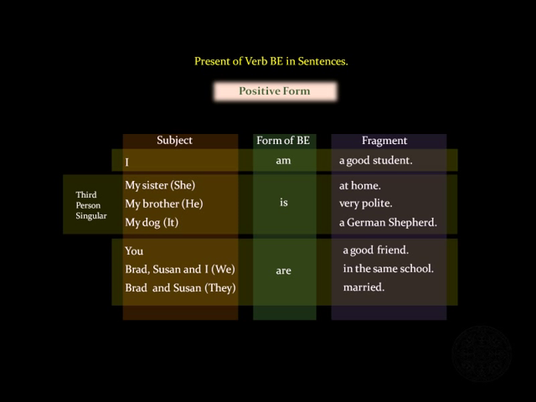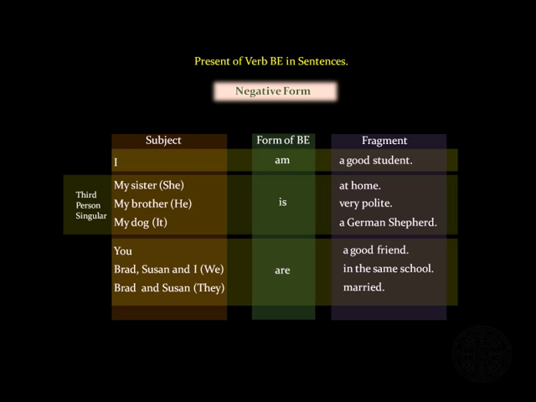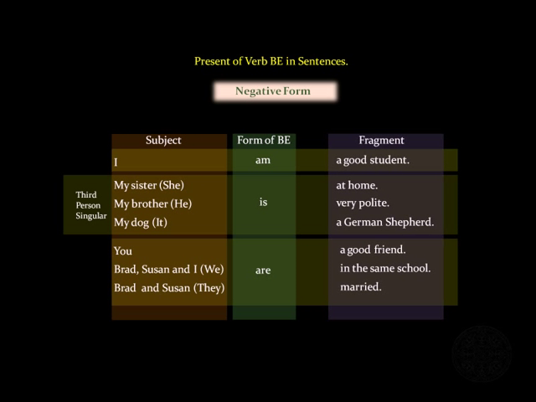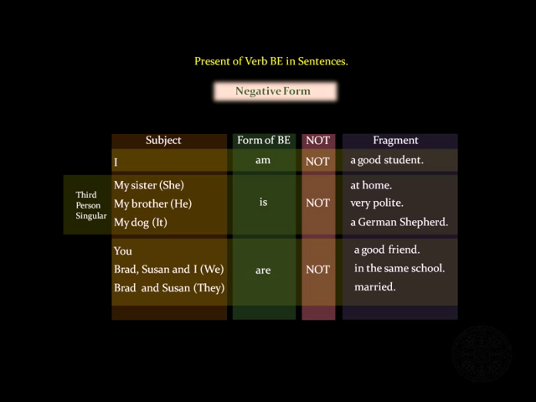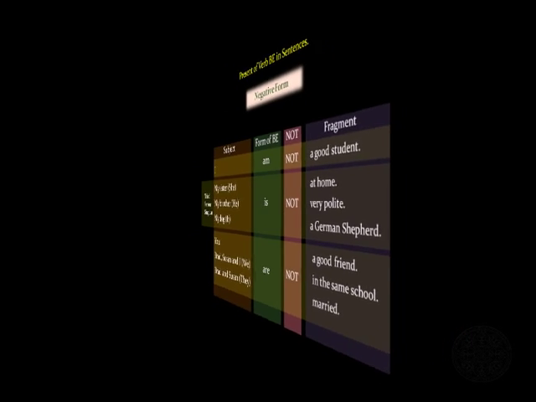But what happens for the negative form? Very simple. Insert the word not between the verb be and the fragment you use to finish your idea. Our examples would then read, I'm not a good student. My sister is not at home. My brother is not very polite. My dog is not a German shepherd. You are not a good friend. Brad, Susan, and I are not in the same school. And Brad and Susan are not married.